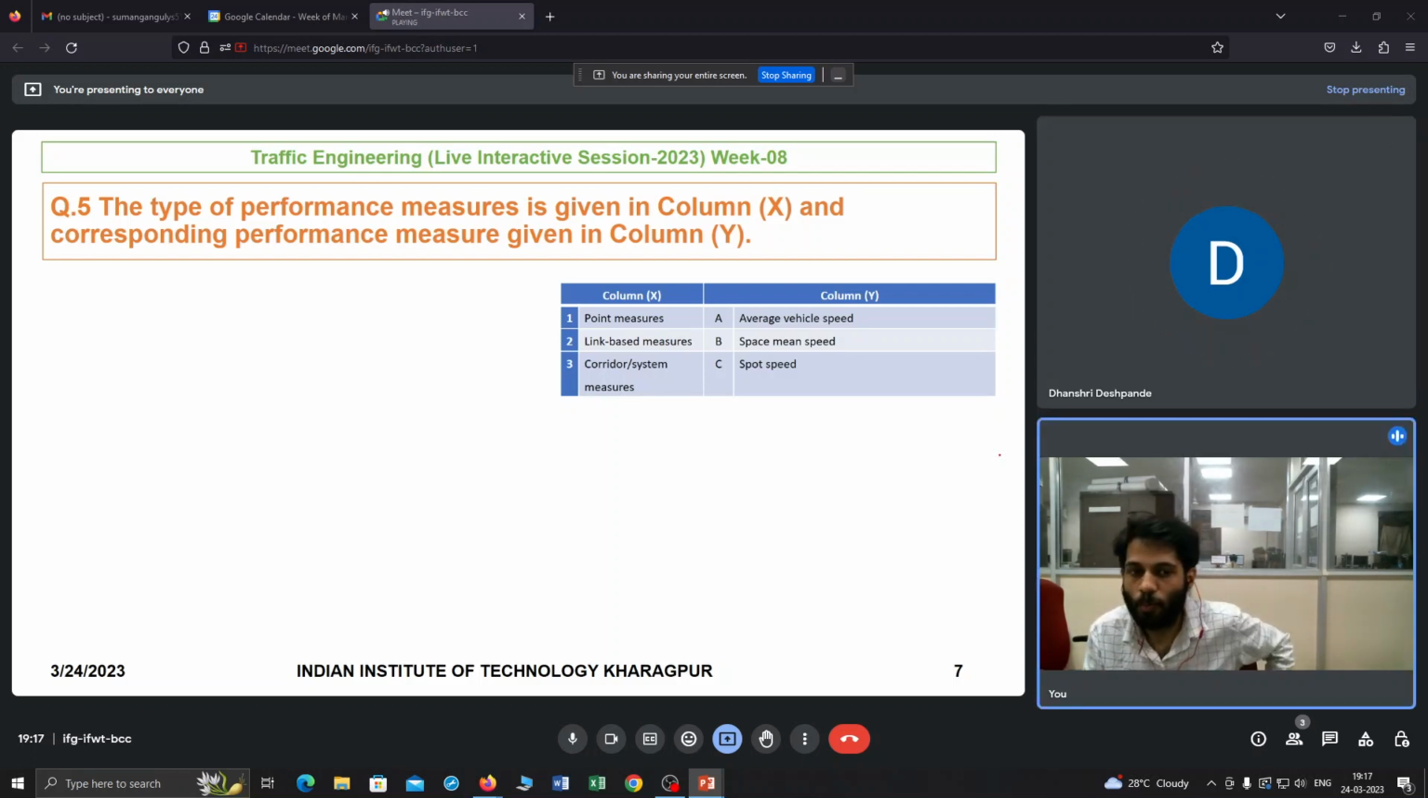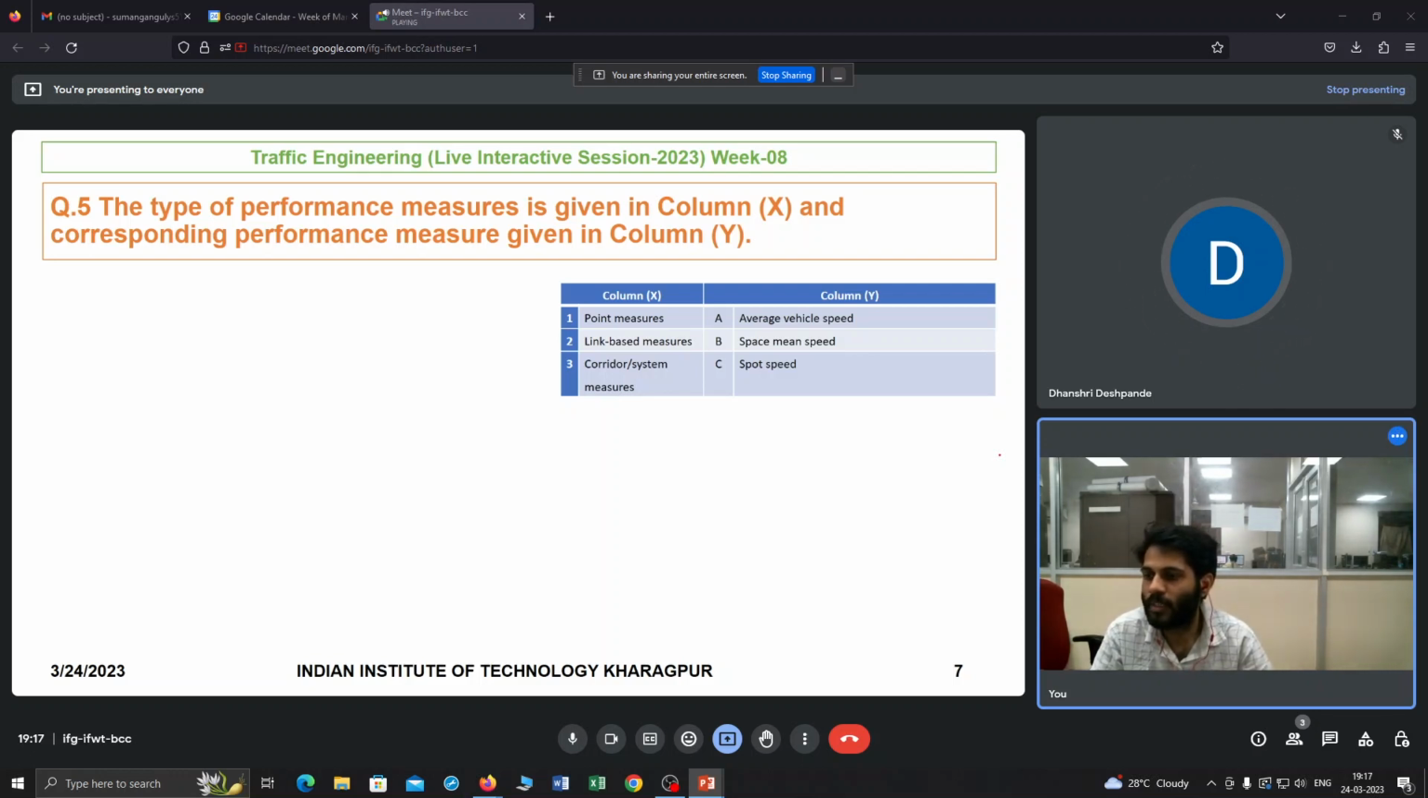So the types of performance measures are given, not is, but are. The types of performance measures are given in column X and the corresponding performance measures are given in column Y. So you have to match column X with column Y. In column X it is written the point measures, link based measures and the corridor or system measures. So here measures mean the performance measures, right?